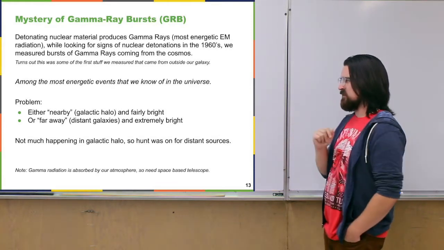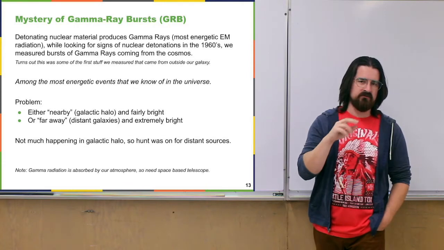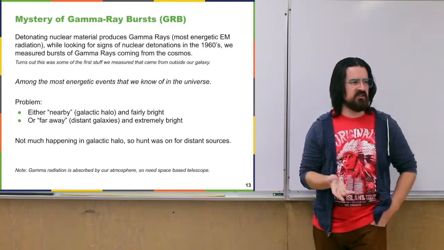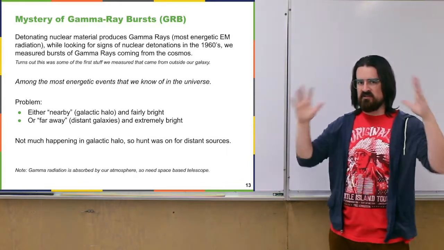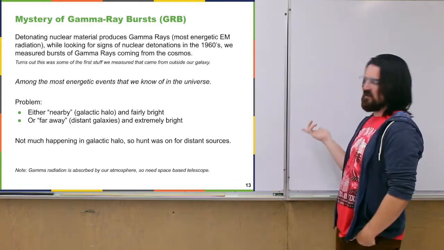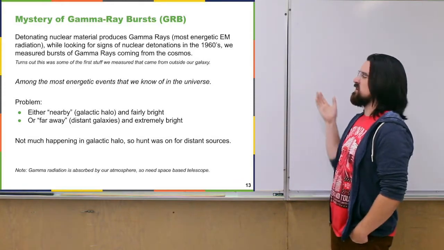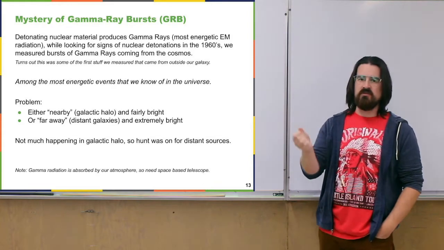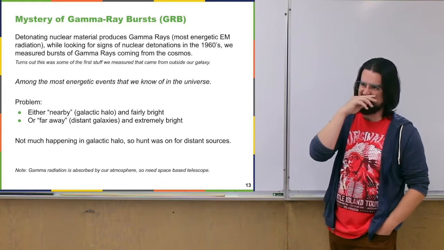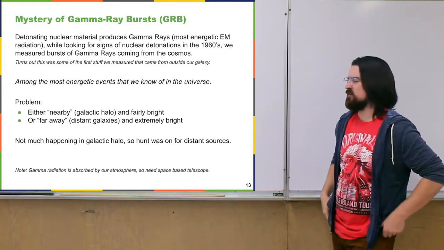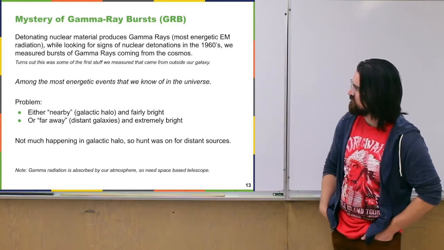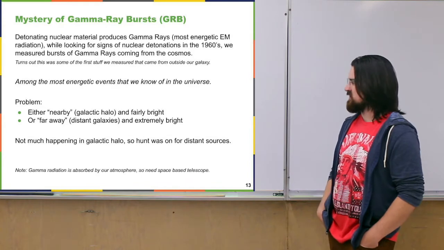The other option, though, is that these bursts were coming from very far away. Basically, the only other place where things are sort of evenly distributed around us is the rest of the universe. There are galaxies in all directions from us. If that's the case, though, these things that we're seeing from distant galaxies need to be extremely bright, incredibly energetic. So we were pretty sure that they weren't coming from the galactic halo. There's not really a whole lot going on there. And so we started hunting for the sources of these gamma ray bursts in distant galaxies.